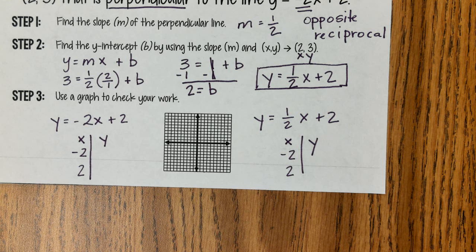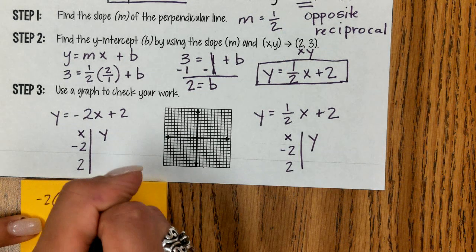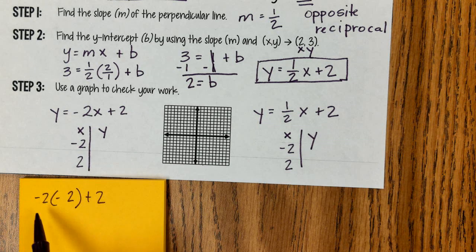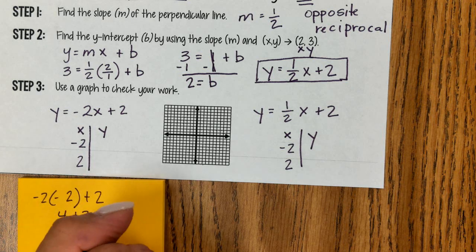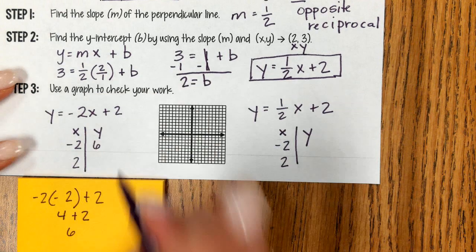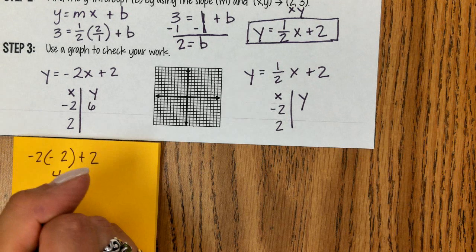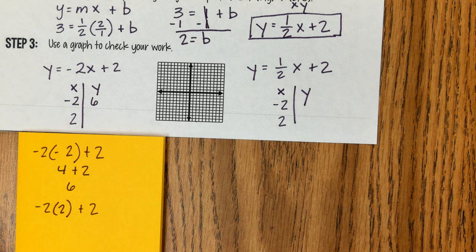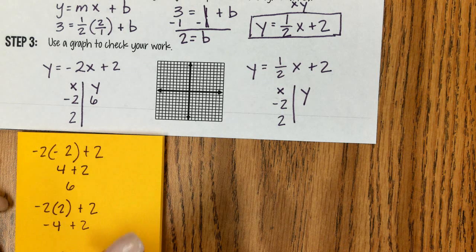Okay, so the way I get my output, which is my y value, I need to plug in the -2. So if I'm plugging in -2 into this equation, that's how it should look. You're just replacing the x. So what is -2 times -2? +4. Okay, and what is 4 plus 2? 6. Okay, same thing here. I'm going to plug this in where the x goes. What is -2 times 2? -4. -4 plus 2. -2.